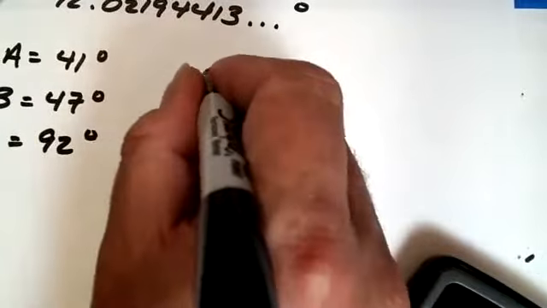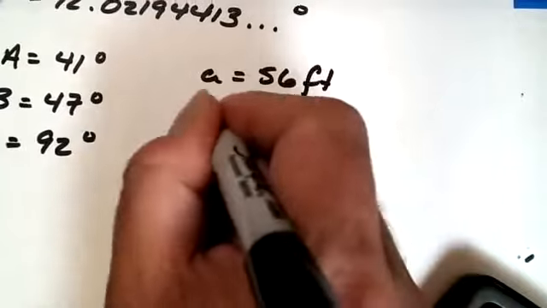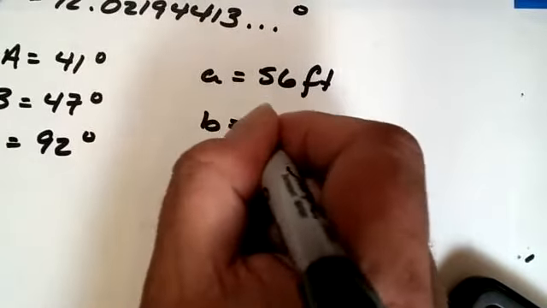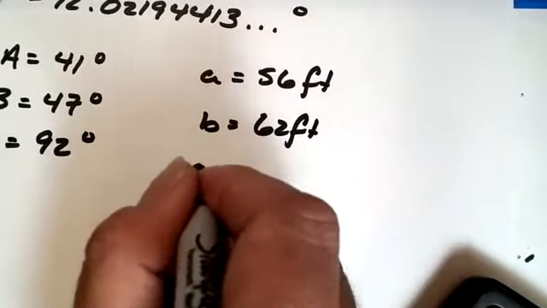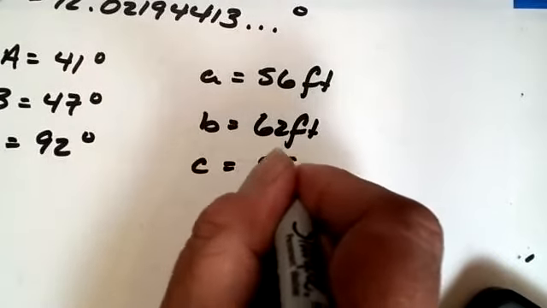And then, of course, the distances that were given in the problem: A is 56 feet, B is equal to 62 feet, and C is equal to 85 feet.